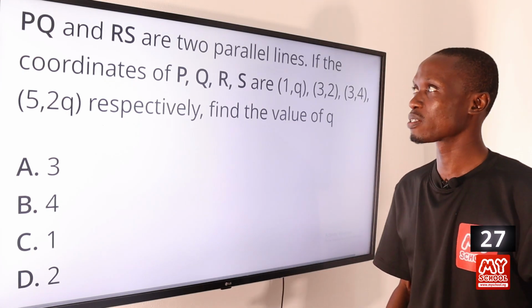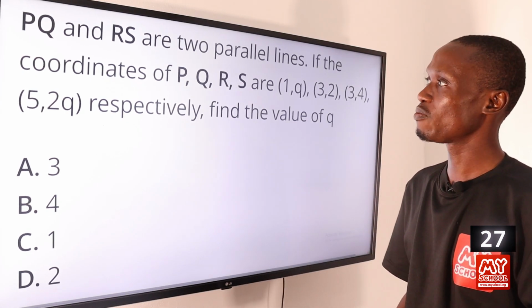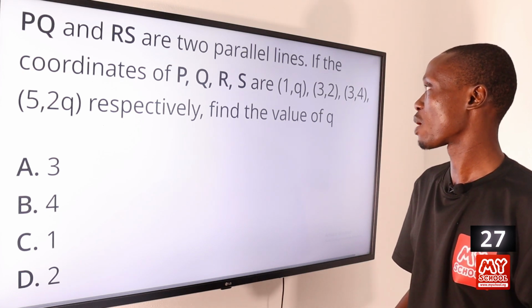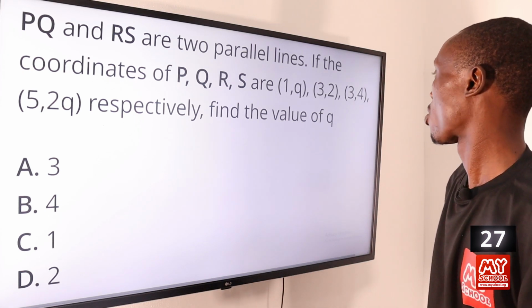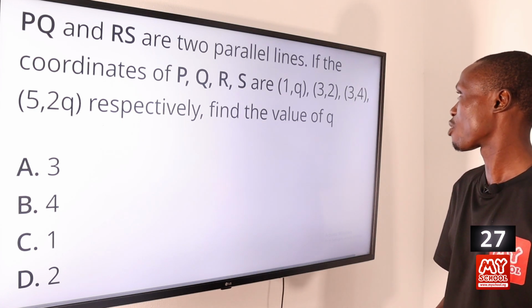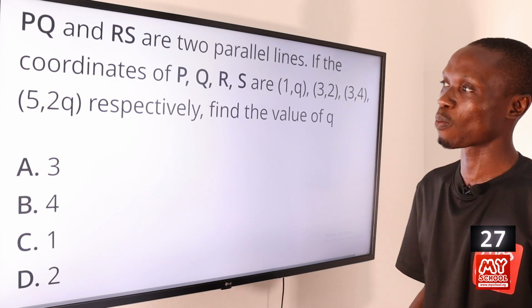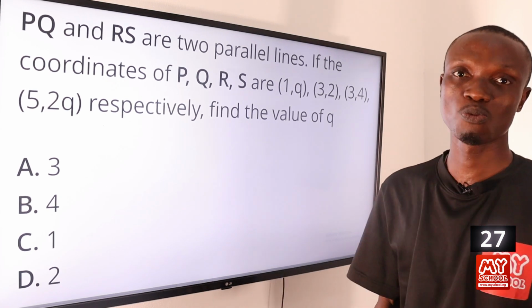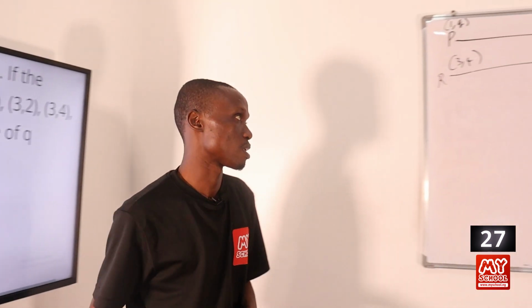Question 27. PQ and RS are two parallel lines. If the coordinates of P, Q, R, S are (1, Q), (3, 2), (3, 4), (5, 2Q) respectively, find the value of Q. So let's move over to the board to provide answer to this question.